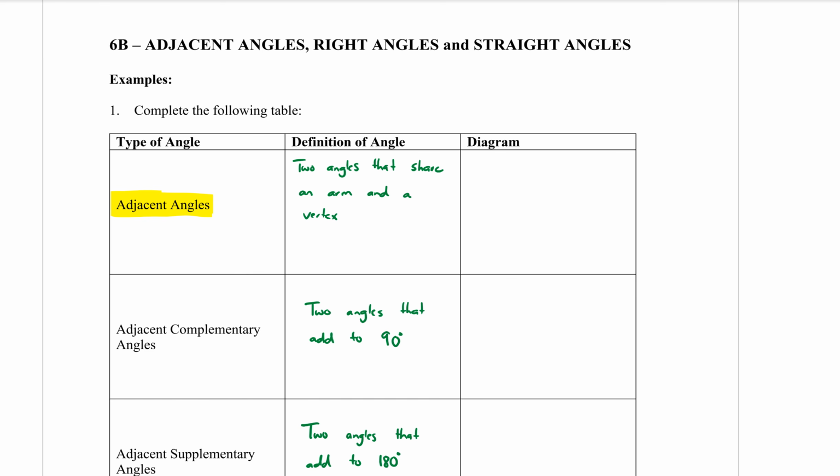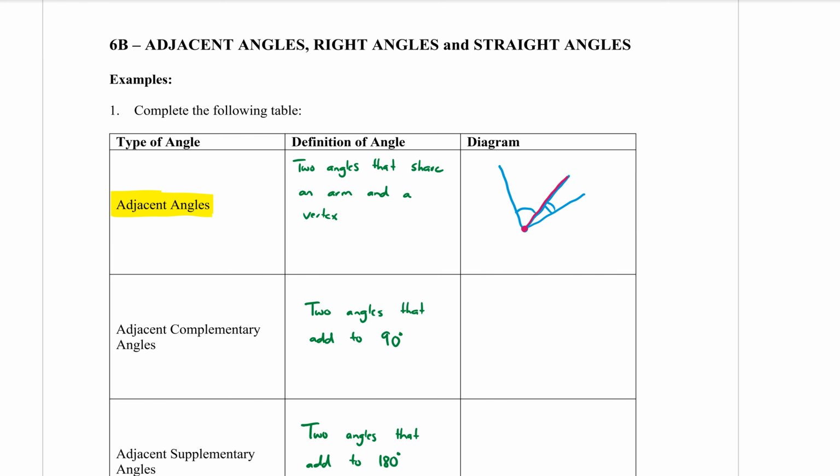What that looks like as a diagram: if I have a point and one arm coming out this way, I could draw an angle out here. There'd be one angle, but I could draw a second angle on the other side of that point and that arm. Those two angles would be called adjacent because they share this point and this arm.